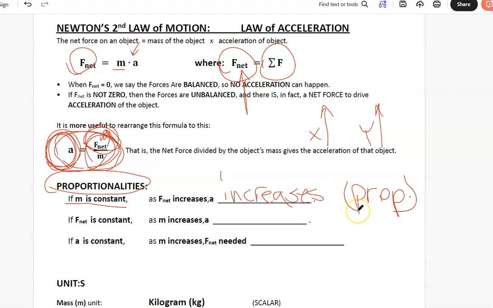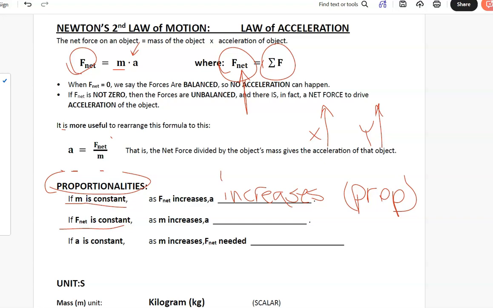All right. Let's look at the second example. If the net force is constant, so now we're not changing the net force, we're changing the mass and the acceleration only. Those are the only things we're making modifications in.